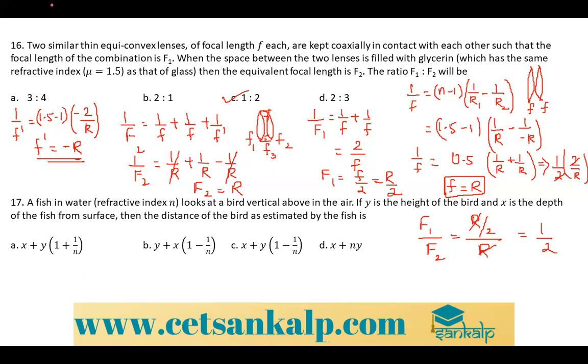X plus ny agirutte. So the thing is, the distance of the surface of the water for the fish is x agirutte. From the surface, the apparent distance of the bird is ny agirutte. The total apparent distance is x plus ny agirutte. The simple one. Clear?